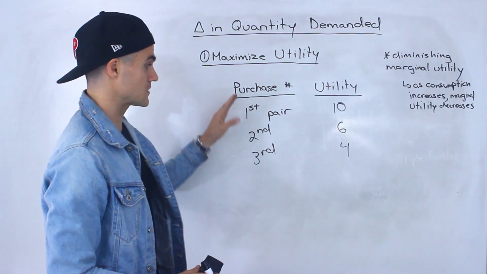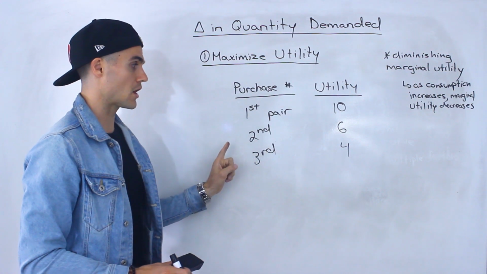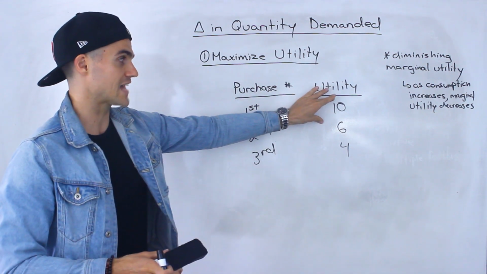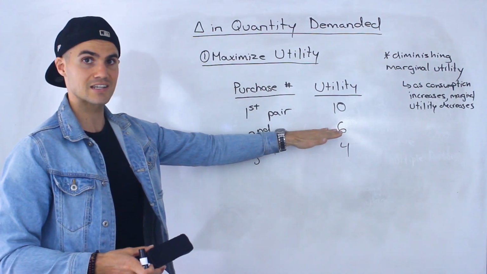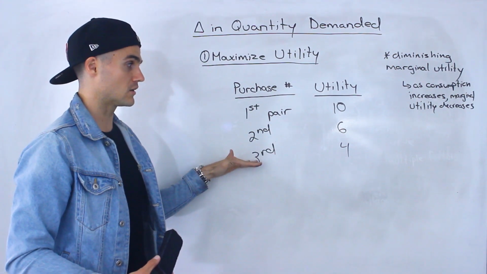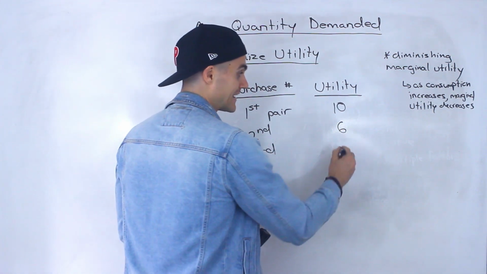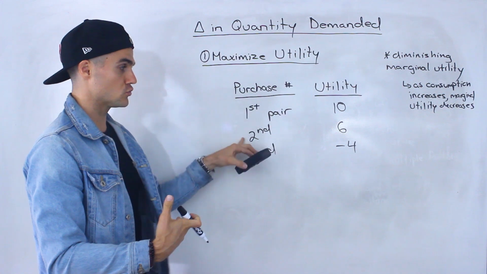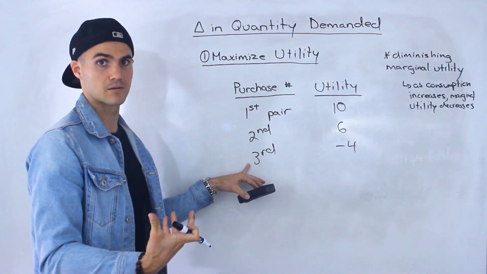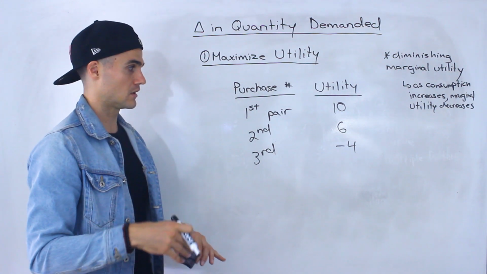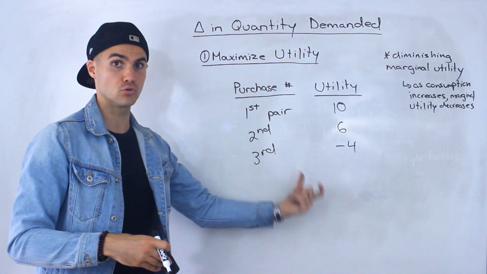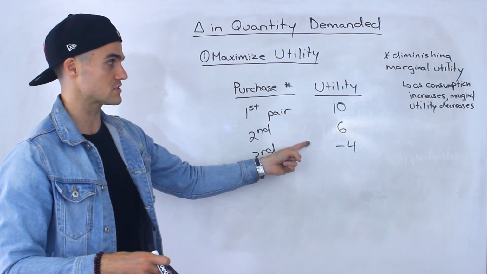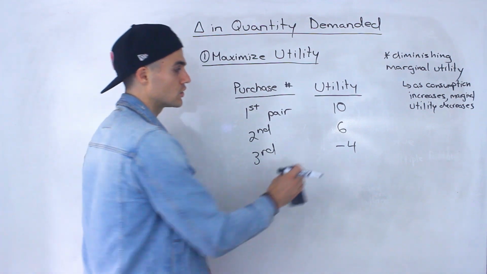So let's say that we're not talking about pairs of shoes, but maybe we're talking about meals at a restaurant. So the first meal at a restaurant, you might get a utility of 10. The second meal, you might get a utility of 6. But then if you're full, the third meal may not even have a positive utility. It might have a negative utility, because at this point now, if you eat a third meal, because you're full already from the 2 meals, the third meal is going to start making you feel sick. And so your utility is actually going to go down. And so at this point, someone would have to pay you for you to consume that third meal versus you paying for the first 2 meals. Right? So that utility can actually start becoming negative depending on the good or service.